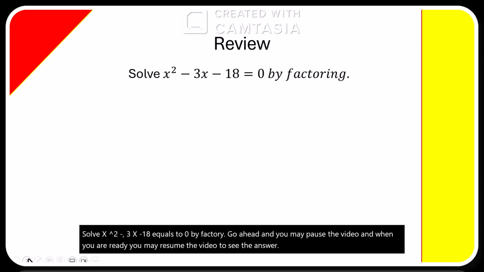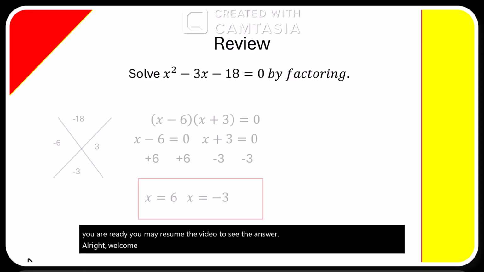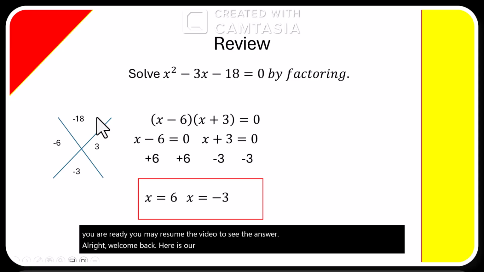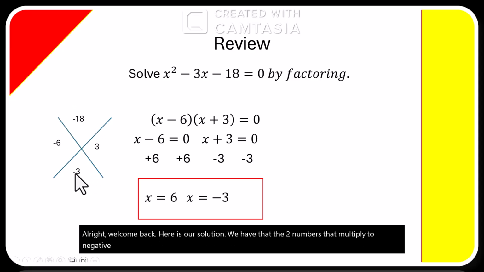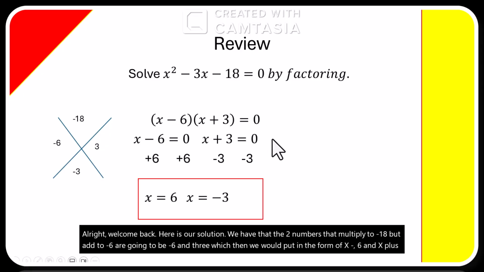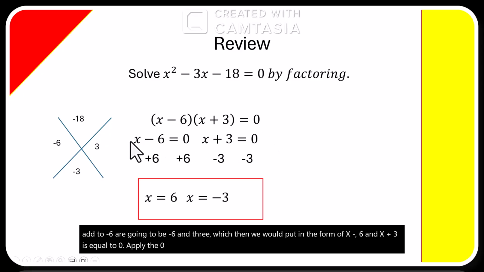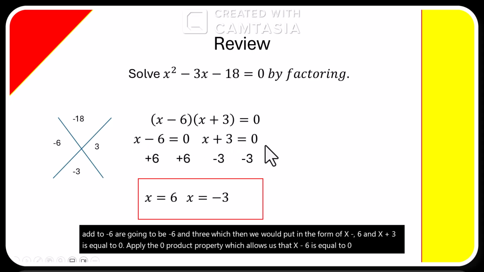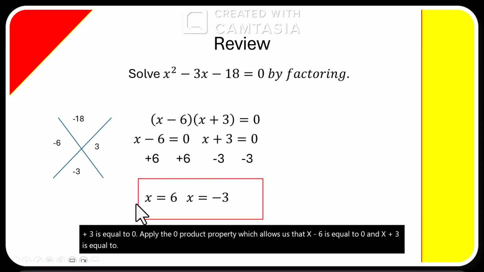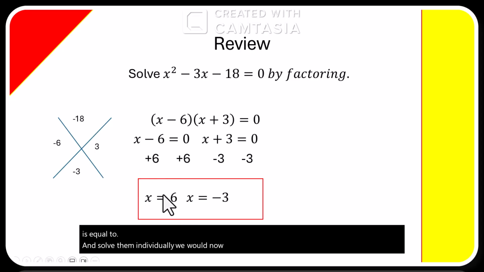All right, welcome back. Here is our solution. We have that the two numbers that multiply to -18 and add to -3 are going to be -6 and 3, which then we would put in the form of x minus 6 and x plus 3 is equal to 0. Apply the zero product property, which allows us that x minus 6 is equal to 0 and x plus 3 is equal to 0, and solve them individually. We would now get x is equal to 6 and x is equal to -3.